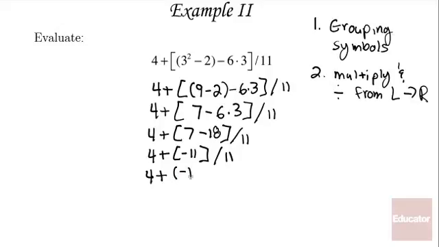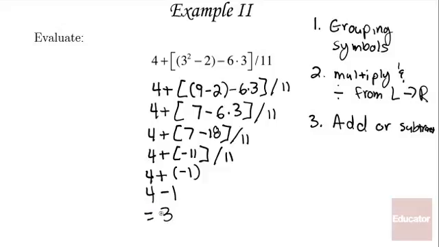So that'd be 4 plus negative 1, or more simply, 4 minus 1. Finally, I'm going to add or subtract. Okay, so 4 minus 1, that gives me 3. I would actually evaluate powers, if there are powers, for that second step.